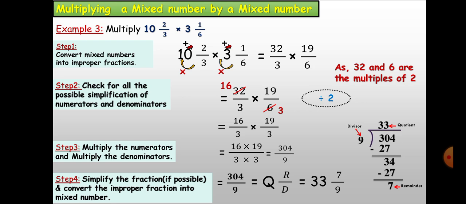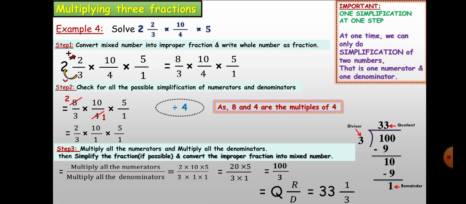The next step is that we have to multiply the numerator with the numerator, denominator with the denominator, like 16 multiplied by 19 over 3 multiplied by 3, so that gives me the answer 304 over 9. Of course, it's an improper fraction, so convert it into a mixed number, and there's no more possibility of simplification. So converting to mixed number form, that equals 33 whole 7 over 9 is the answer.